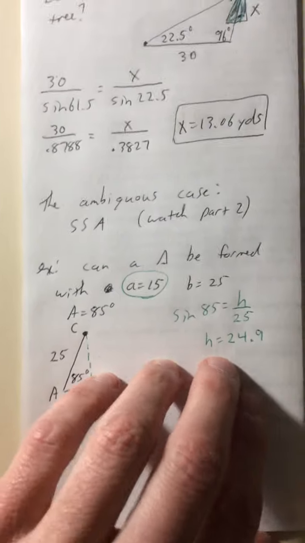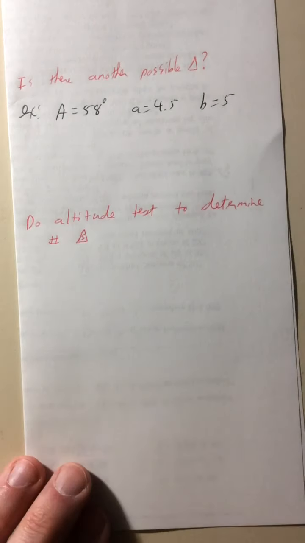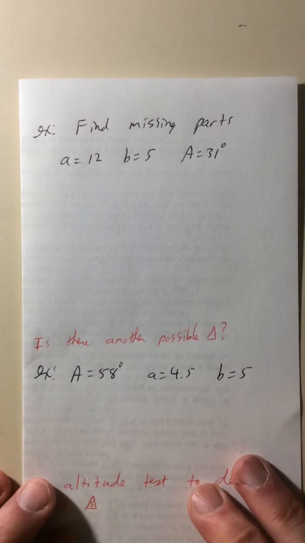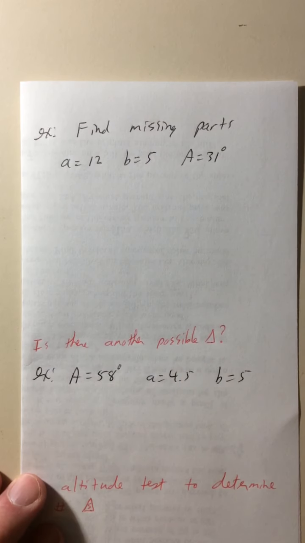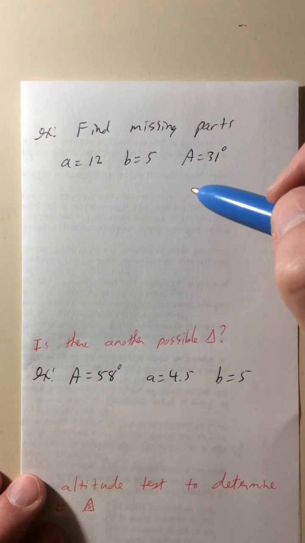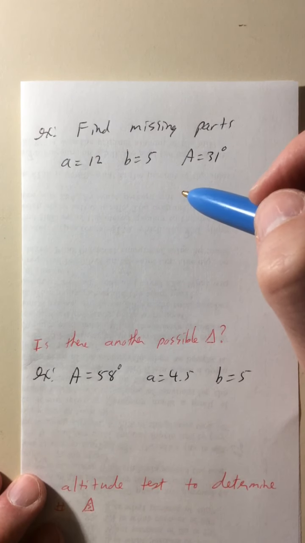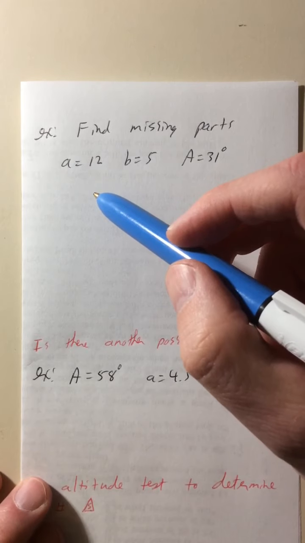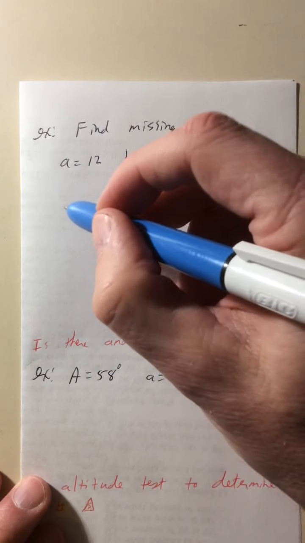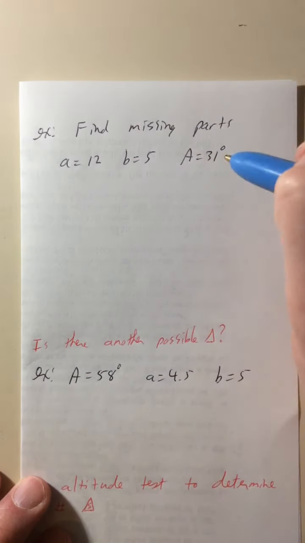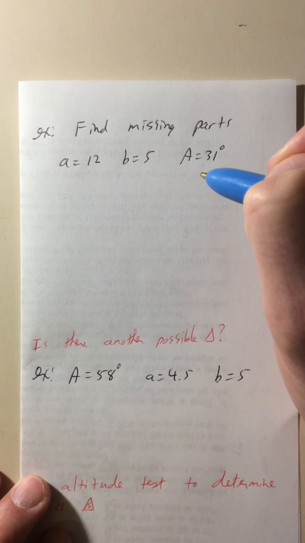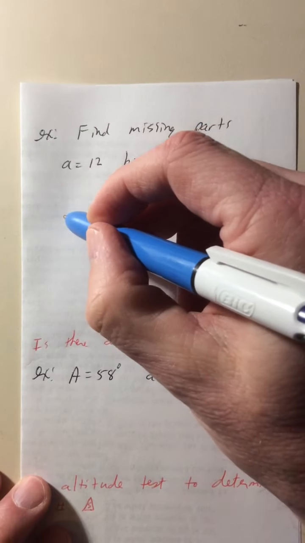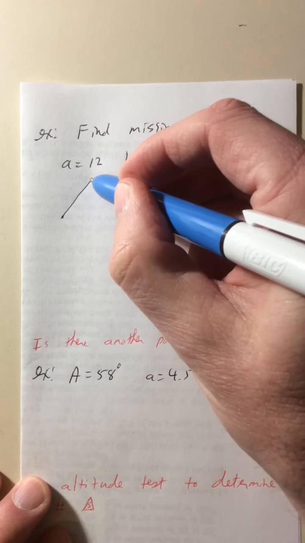Okay, let's jump over to another situation. Okay, so we're going to find the missing parts of this triangle here. And so, again, this is going to be another ambiguous case situation. Okay, so we need to draw our triangle here. So I'm going to recommend, actually, that we put C at the top. Yeah, let's put C at the top. All right, so here we have our situation right here.